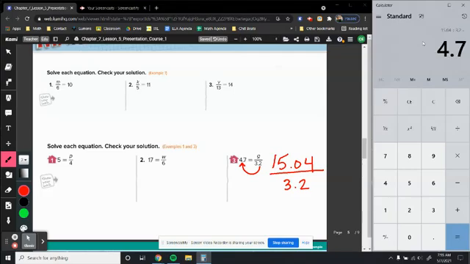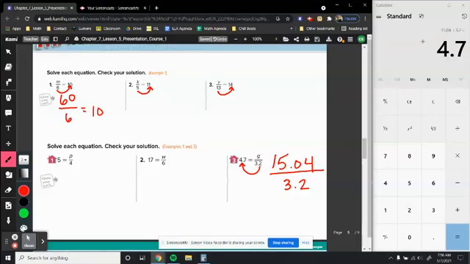Just remember that whenever you are doing these, you are always multiplying the bottom number by that number to get our top number up there. If we look at number 1, we have m divided by 6 equals 10. If we multiply 6 times 10, that will give us 60. And 60 divided by 6 is going to equal 10, which is equivalent to what we got.